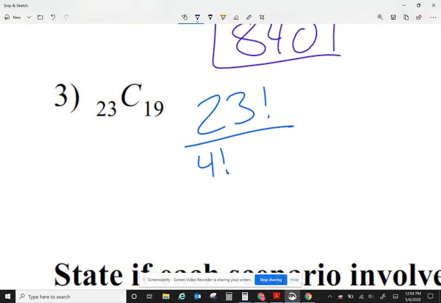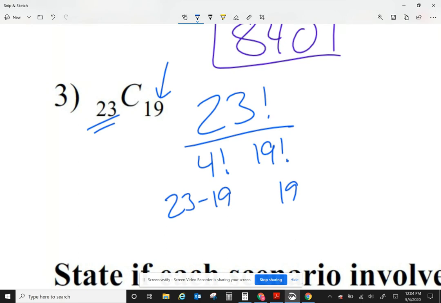However, remember in permutation, the order did matter. In combination, the order does not matter. So at the bottom of combination, or choose, as people call it, I'm going to do 19 factorial as well. The 23 factorial on the top, we know where it came from. Now, notice I have 2 factorials at the bottom of my fraction. The first one, the 4 factorial, because I went 23 minus 19. For the second one, I just chose the second number, 19.